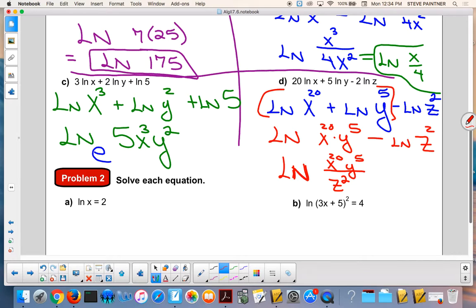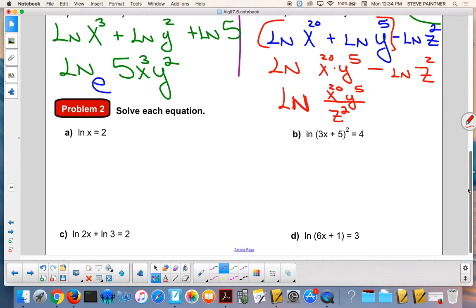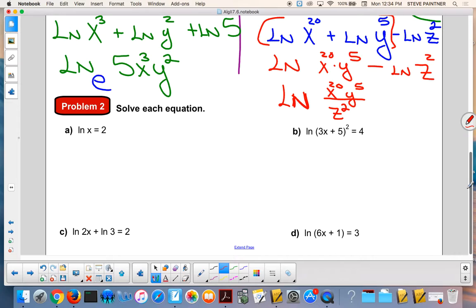Now, looking at these. Are these exponential equations or are these logarithmic? How do you know they're logarithmic? It says log. It says the natural log. So yes, these are log equations.